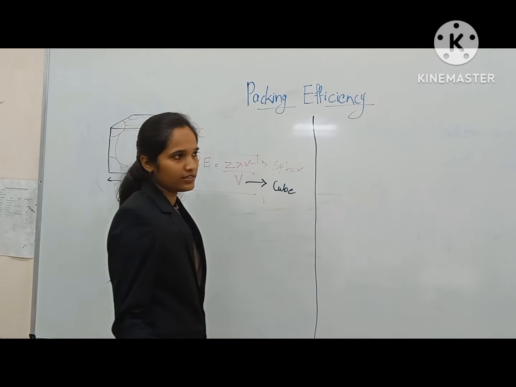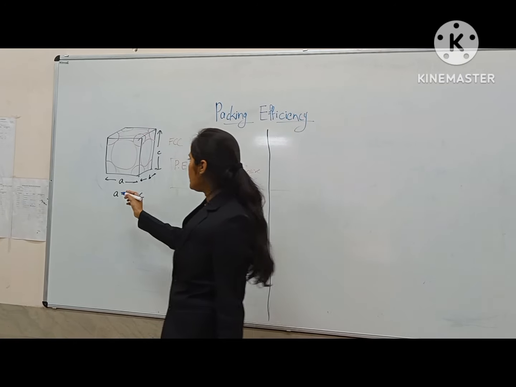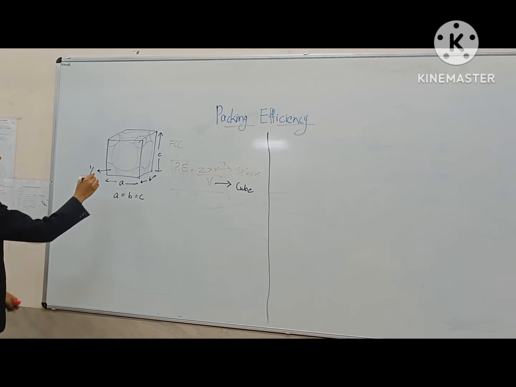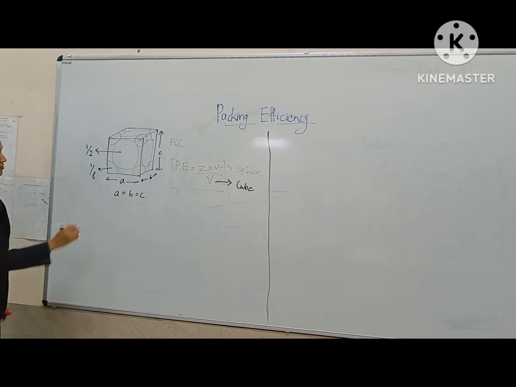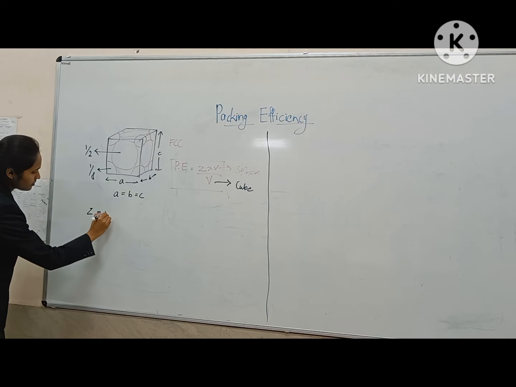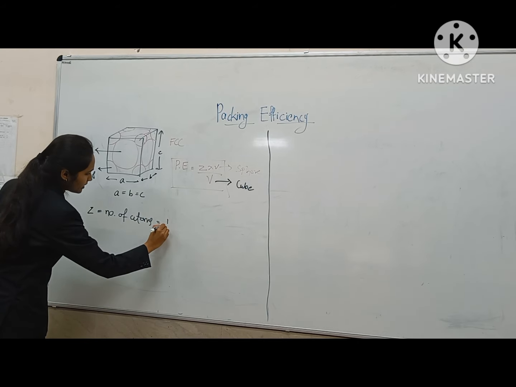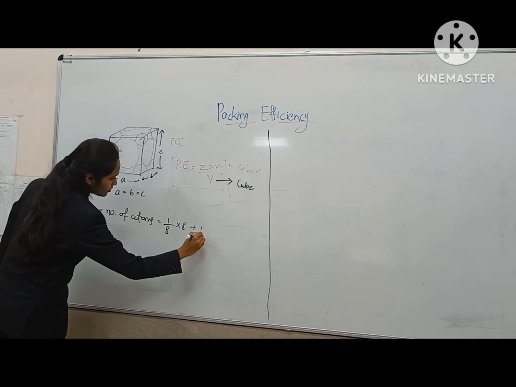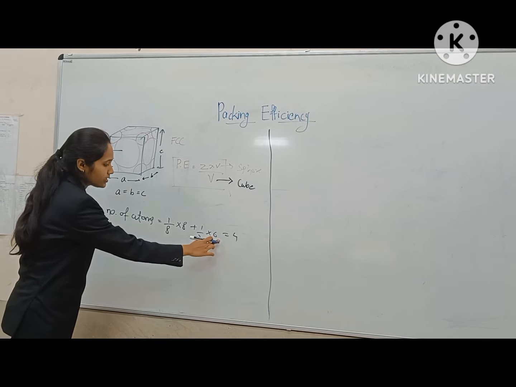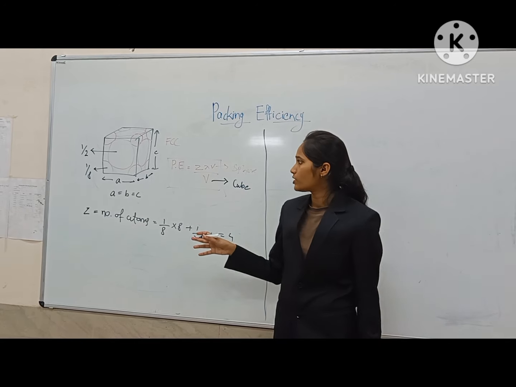Before calculating the packing efficiency, we have to know that each corner atom of the FCC unit cell contributes only 1/8 part of it, and each face atom contributes 1/2 part of it. So firstly calculate the Z. Z means the number of atoms contributed here, which is 1/8 into 8 plus 1/2 into 6 equals 4. Why 8? Because there are 8 corners, and why 6? Because there are 6 faces and each face constitutes one atom, which contributes only half part.